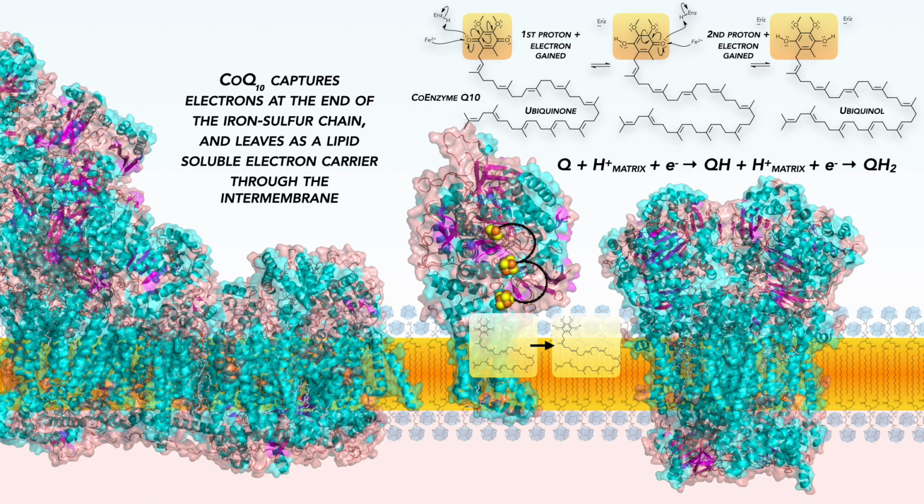Just as in complex 1, ubiquinone accepts 2 electrons and 2 matrix protons to become QH2. Thus, both NADH and FADH2 ultimately feed electrons into the same membrane-soluble electron carrier.